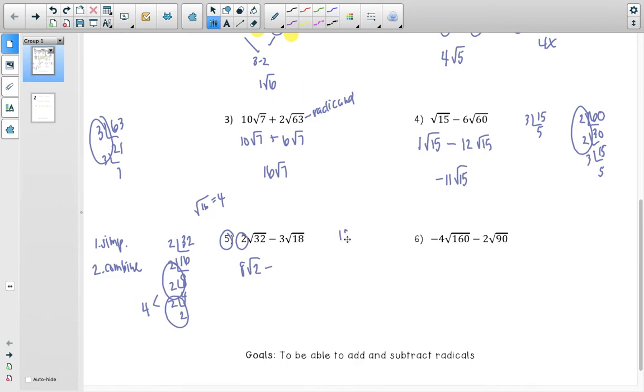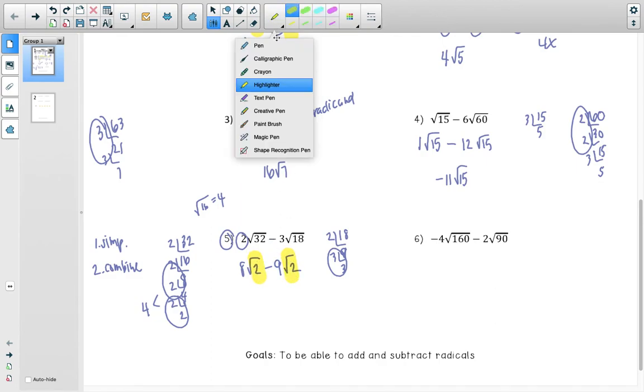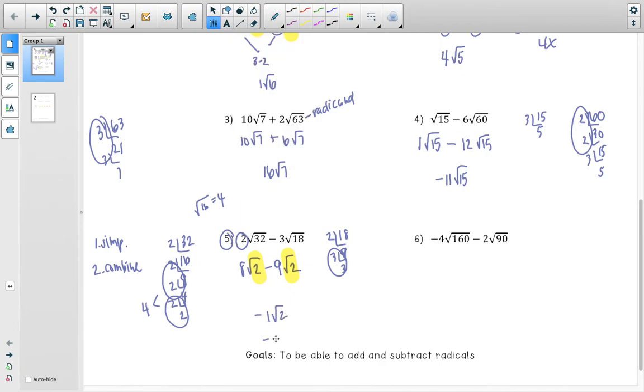And then you need to simplify the 18. So we can divide that by 2 and we get 9. Divide that 9 by 3 and we get 3. So that's the pair. That goes to the outside, but it's going to multiply by this one right here. So it's 9, 3 times 3 is 9, and you're left over with the square root of 2. Since they have the same thing underneath the radicand, we just look at the coefficients, the 8 and the 9, and we do 8 minus 9, which is negative 1 square root of 2, or you can write it as just negative square root of 2. Either one's the same thing.